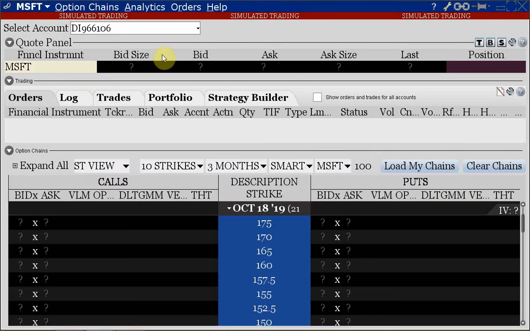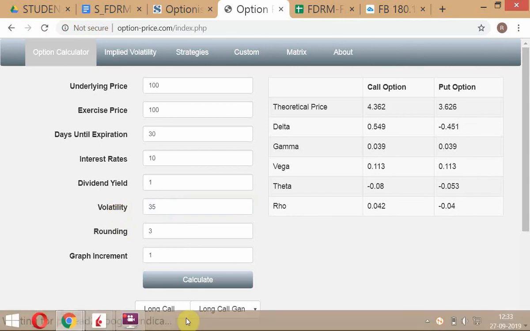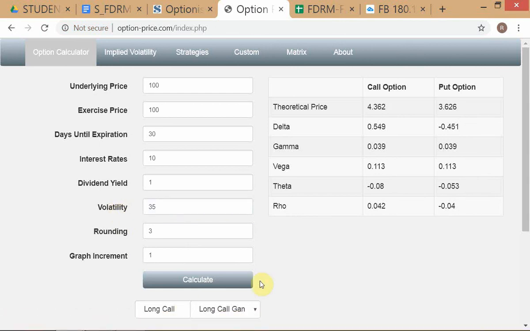And let's say, what do we get here? Now I have to create a situation where I have to reduce this call. Let's put 35. Okay, so it's 4.36. Okay, so let's assume that this is actually 160 or whatever. Let's say we look at the Microsoft call. I don't want to waste too much time making changes here.